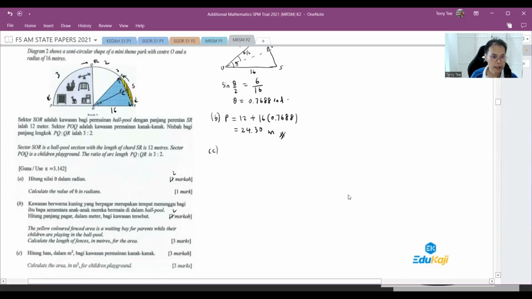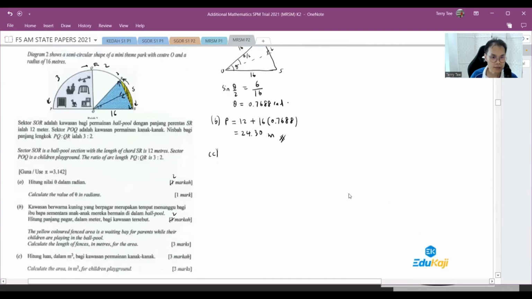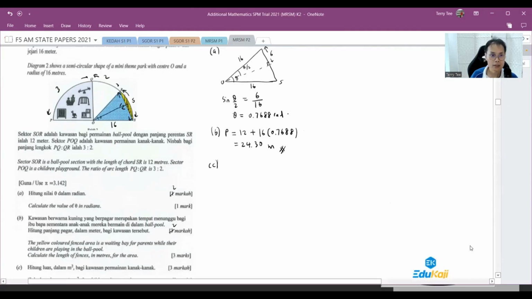So you're finding the area of the children's playground. The children's playground actually is this part here. So a lot of people will look at this and say, hey, this is 90 degrees. Now, please avoid thinking that because the question didn't say that it's 90 degrees. In fact, they say that the ratio of arc PQ to QR is 3:2. So first of all, you need to find what is this angle, POR.